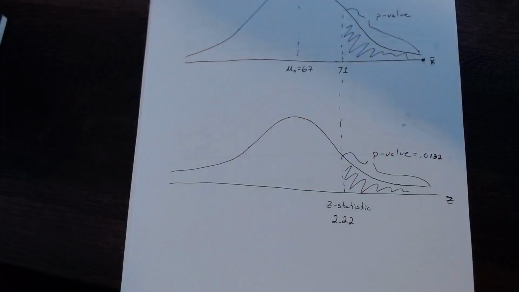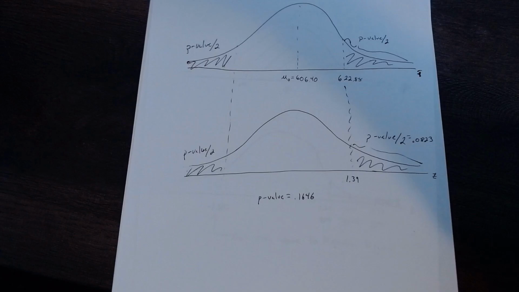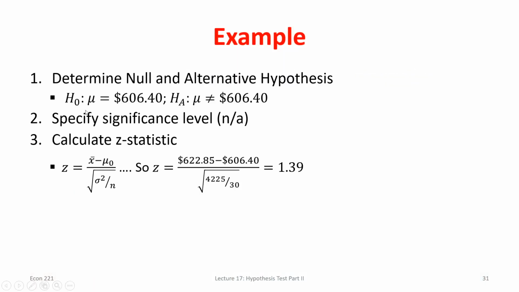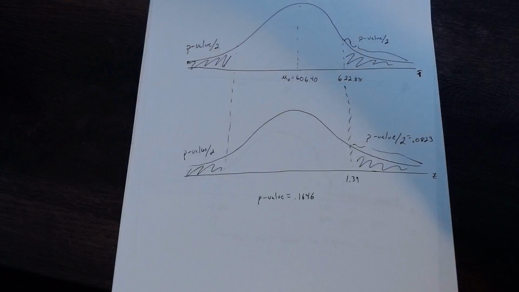So, we have the equation here. It's just a matter of plugging things in. My sample mean was 622, the assumed true mean 606. I was given this population variance and my sample size. So I've got a test statistic of 1.39.